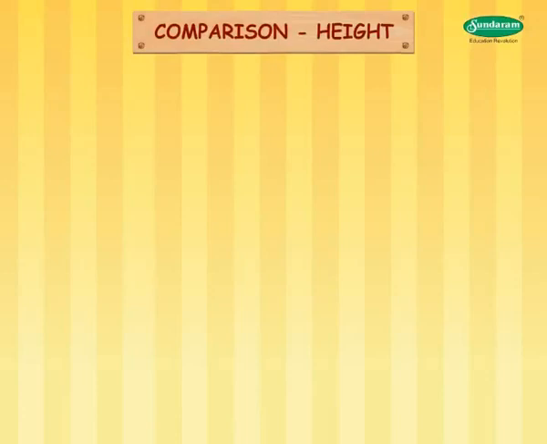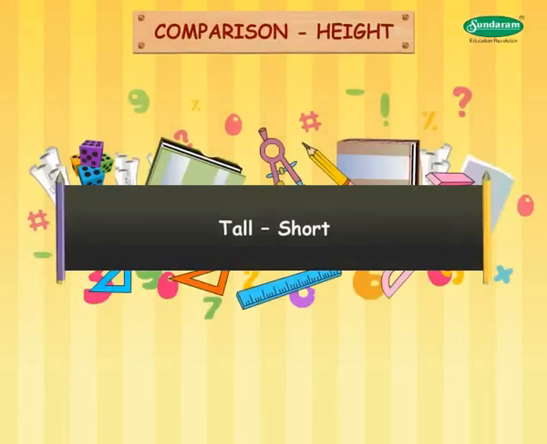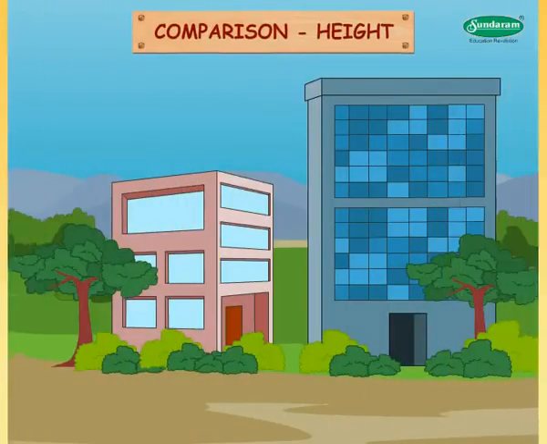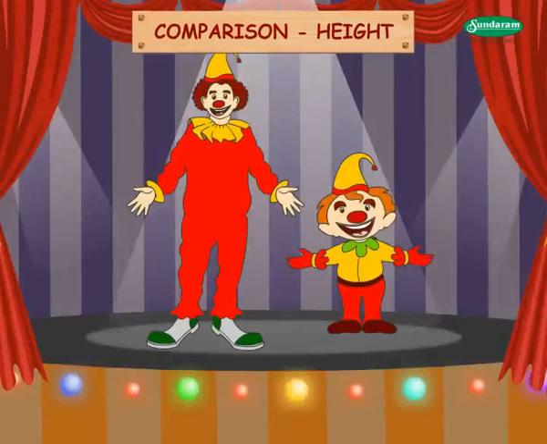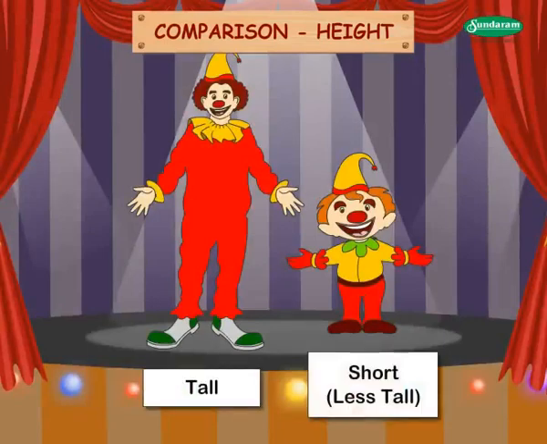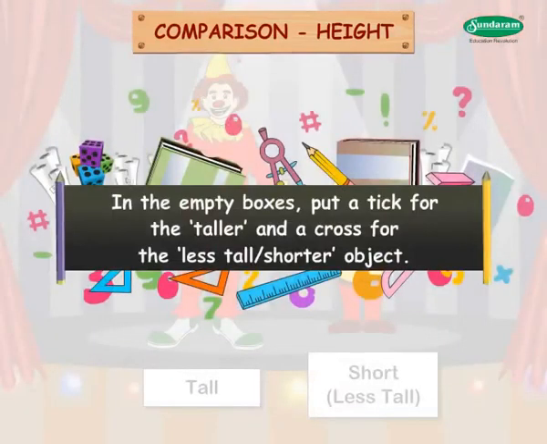Comparison. Height. Tall, short. 1. Short, less tall, tall. 2. Tall, short, less tall. In the empty boxes, put a tick for the taller and a cross for the less tall or shorter object.